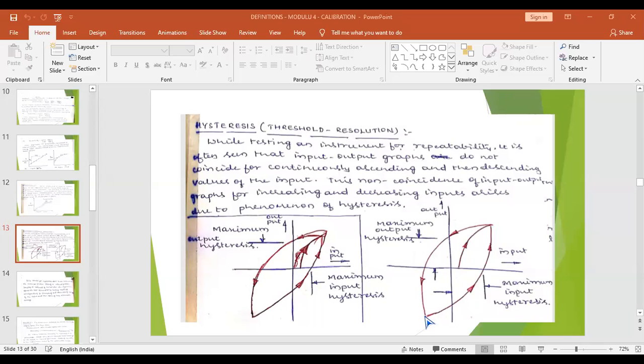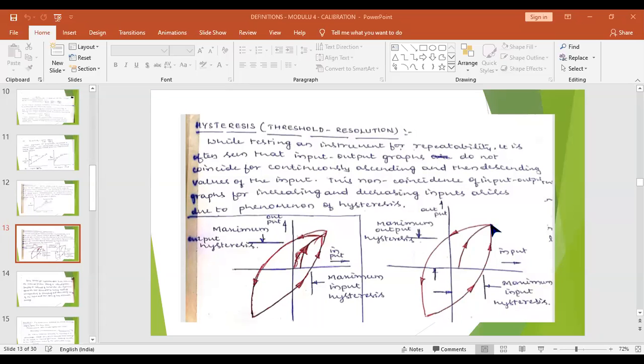So all of you observe here. At this point, stop the loading. In both cases, loading will be within the elastic limit. At this point, again load the specimen in tension. Plot the graph of input versus output. Then you have the curve like this.